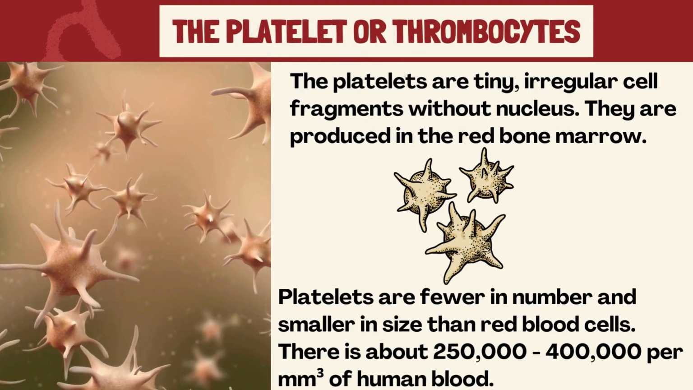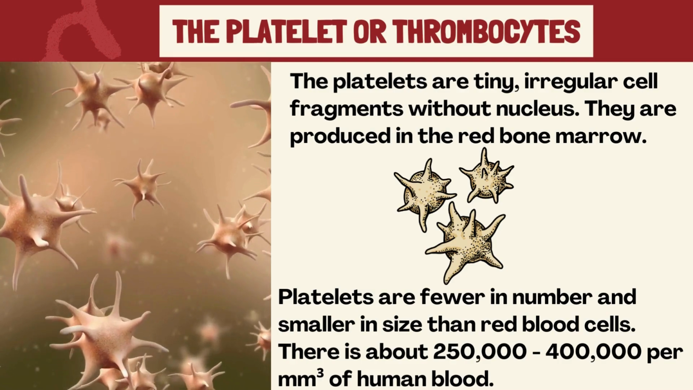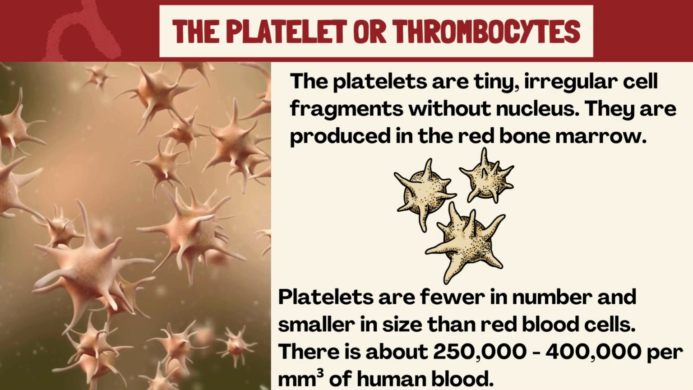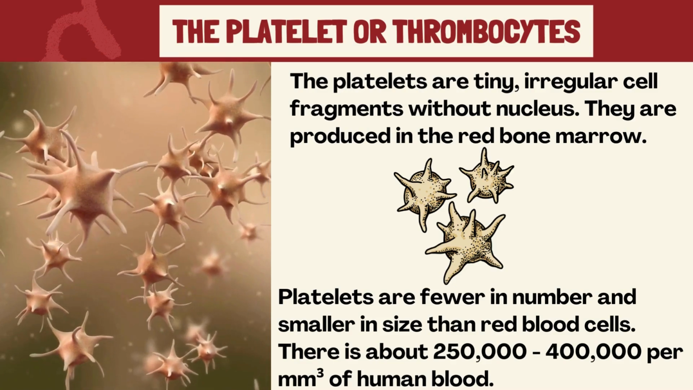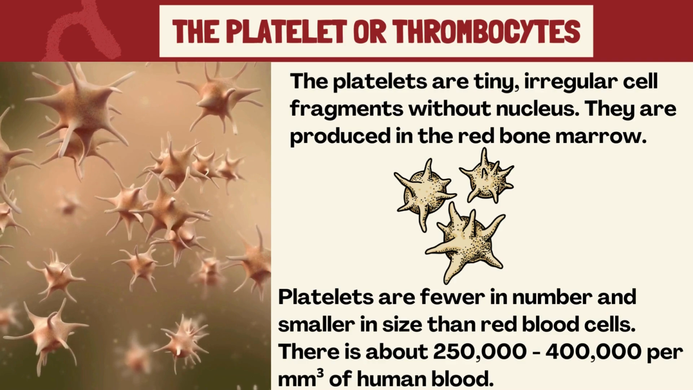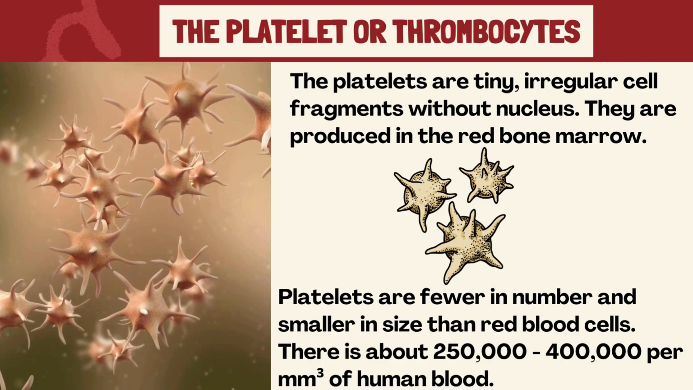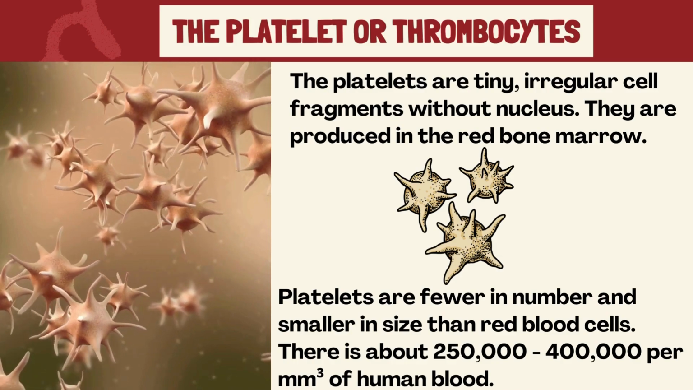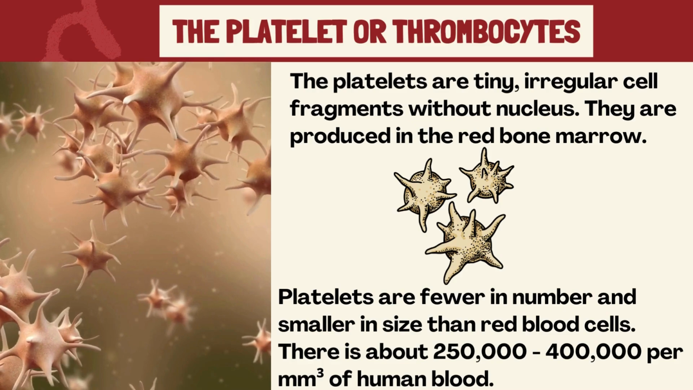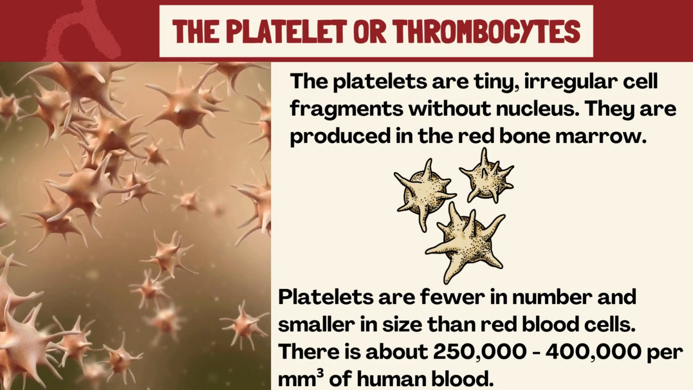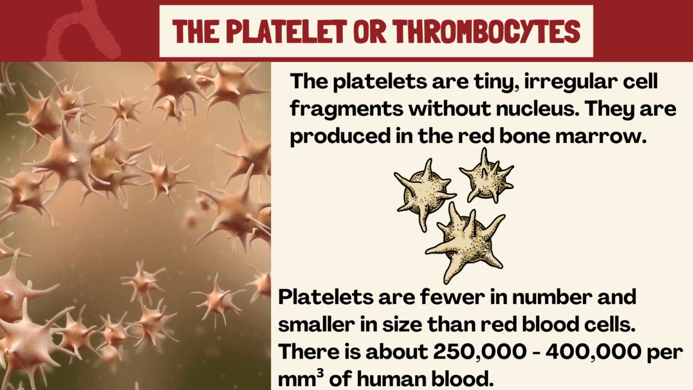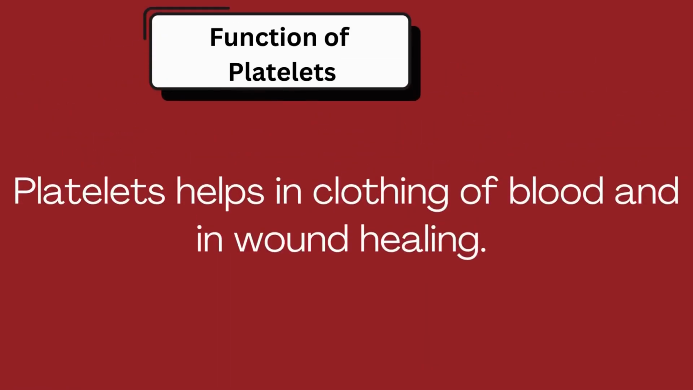The blood platelets. The blood platelets, also called thrombocytes, are tiny irregular cell fragments without nucleus. They are produced in the red bone marrow. Platelets are fewer in number and also smaller in size than the red blood cells. About 250,000 to 400,000 platelets are present per cubic millimeter of human blood. The function of platelets. Platelets aid in blood clotting and also in healing of wounds.